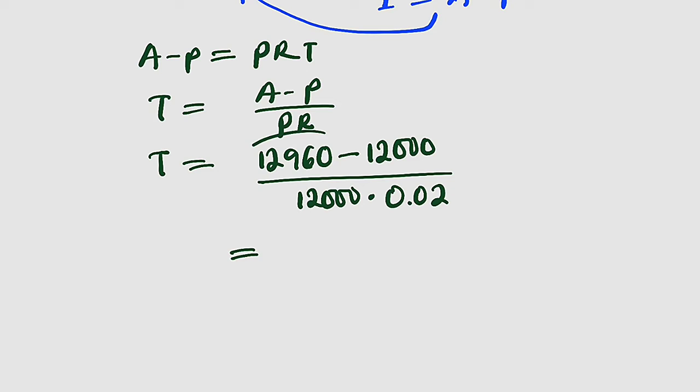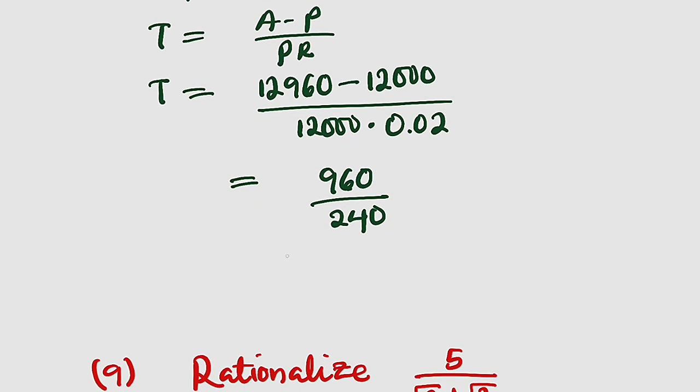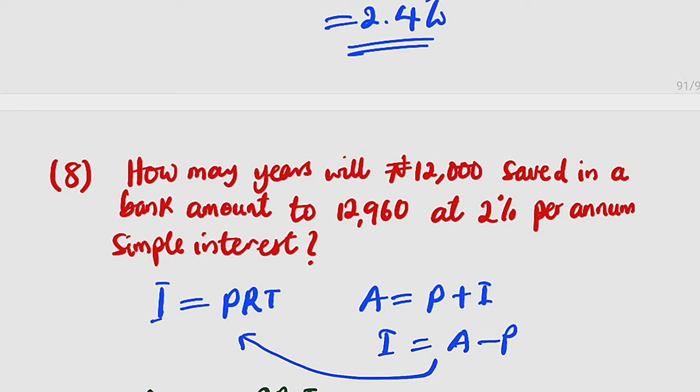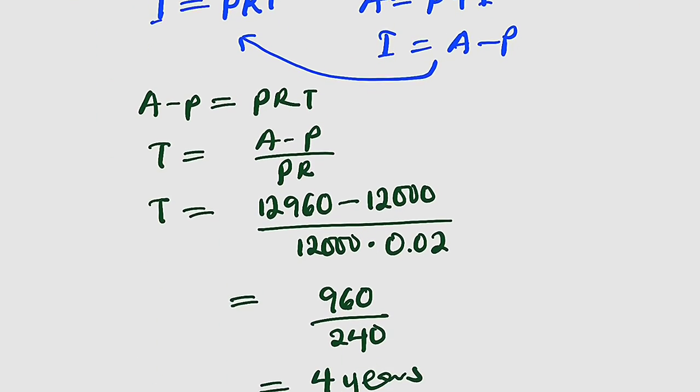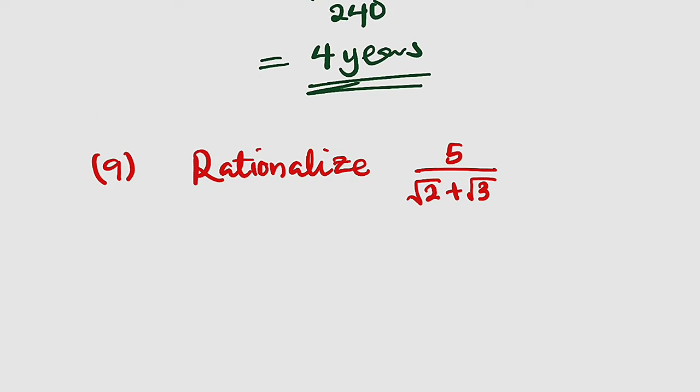This is equal to the top, 12,960 minus 12,000 will be 960. Divide by what will be 12,000 times 0.02. That is 240. And once you divide, you're going to get 4 exactly. So 4 years. So after 4 years. And that's just the solution to this problem. Now let us move on to question number 9.